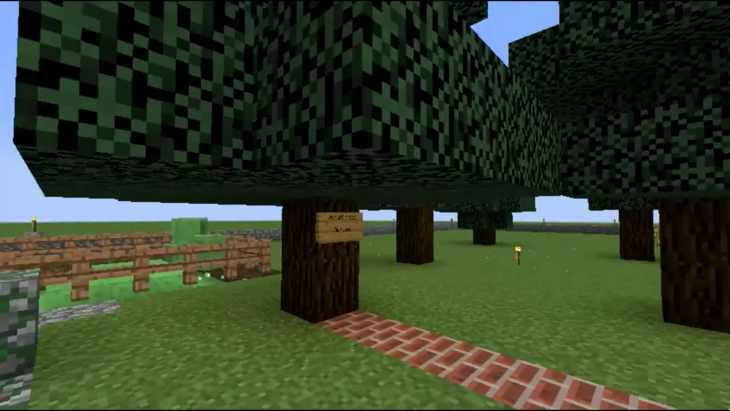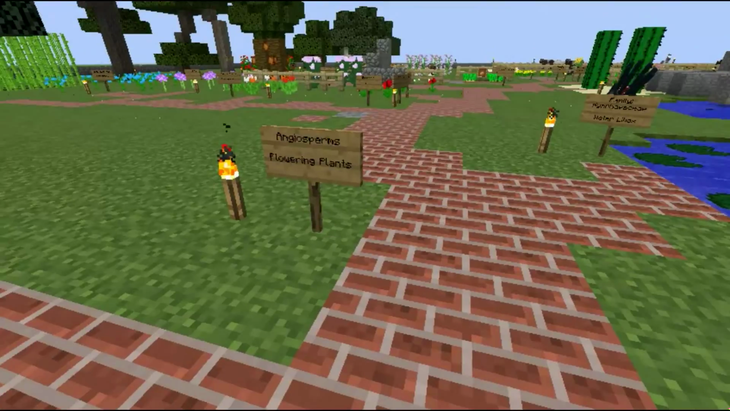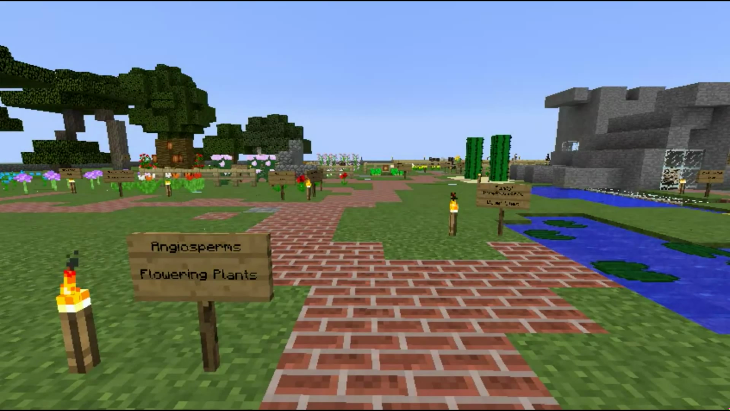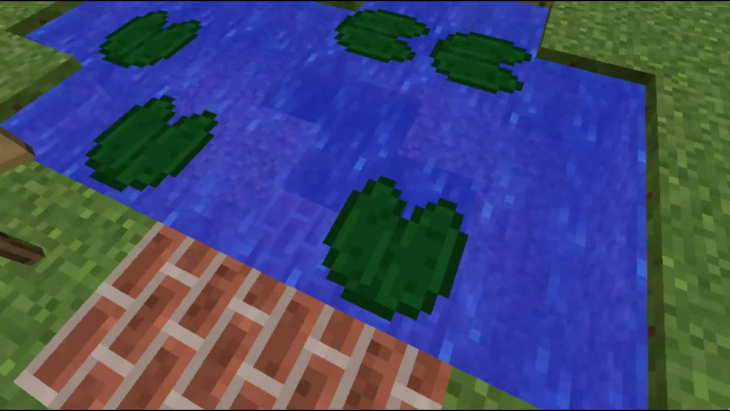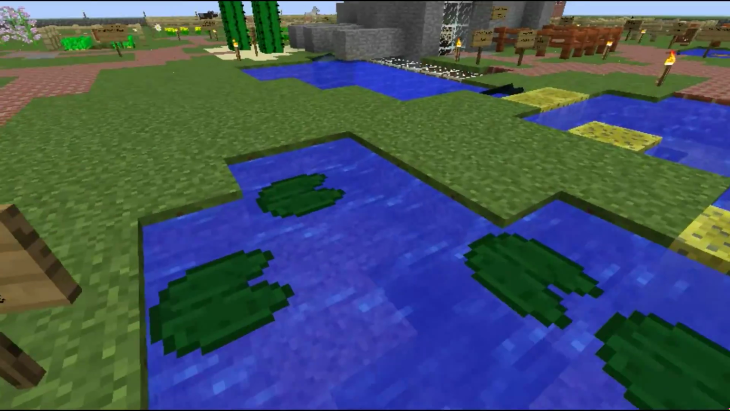The next one to branch off to the side, we have spruce trees. Everything else in here is a flowering plant. Much like real life, a lot of the focus is on flowering plants. We've got water lilies over to the side. Yes, give them a wee pull. You can hop onto them, so that's nice.